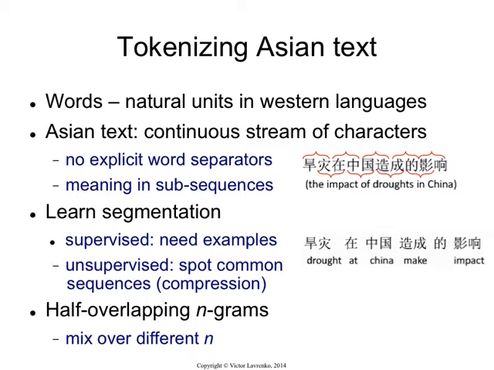But if I use half overlapping bigrams, so basically characters 1 and 2, 2 and 3, 3 and 4, 4 and 5, now I can preserve China. So that's 1 and 2, 2 and 3, 3 and 4. And there's China, right? So we haven't lost it, which is good.